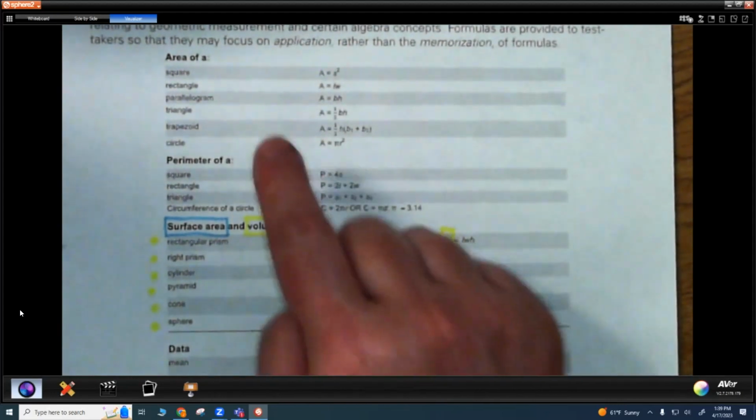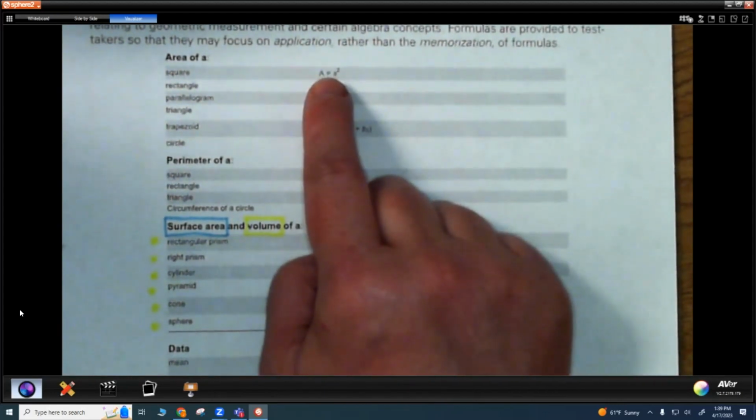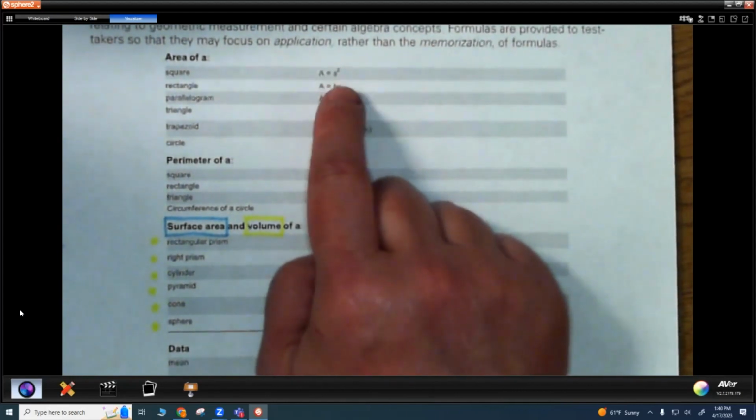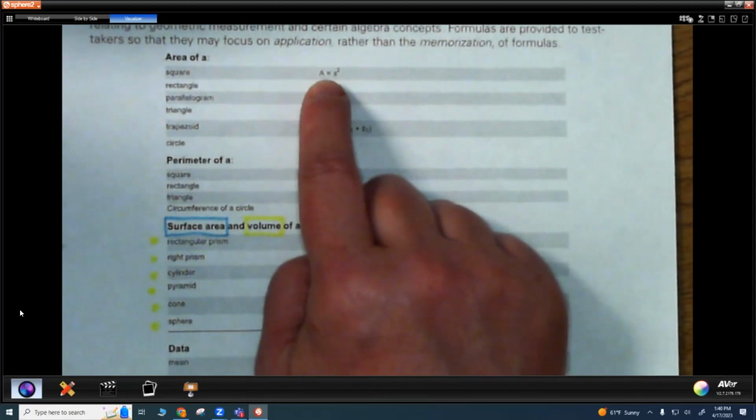It's not on here, but the area of a square is s squared. So what of a cube? S cubed, s times s times s, because you have your three dimensions.